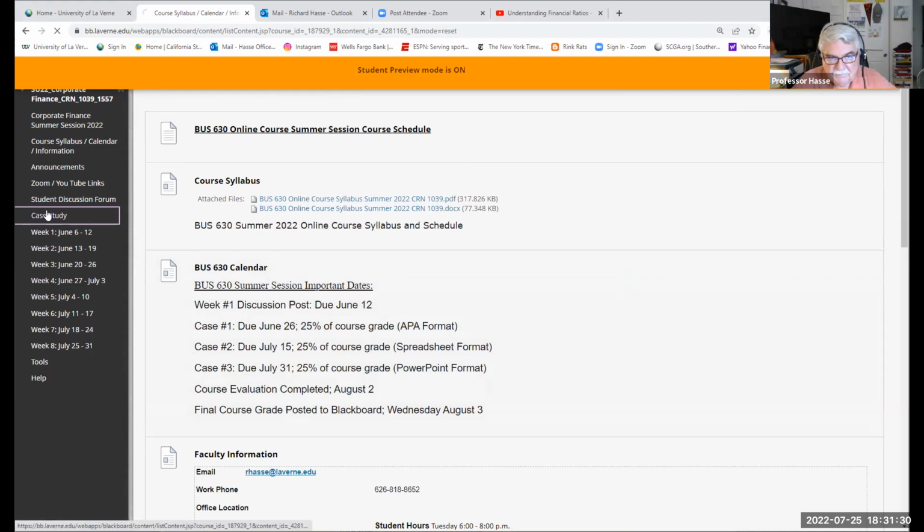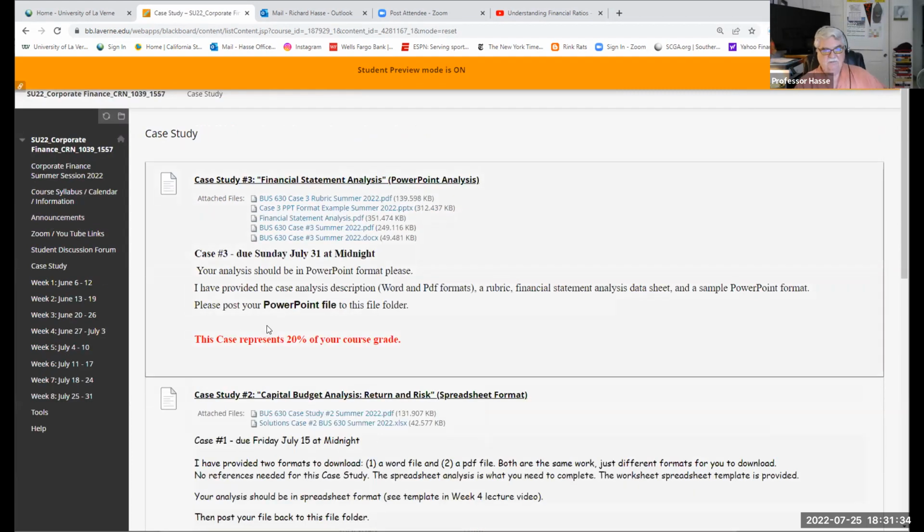If you go to your case study area, by the way, if any of you are looking for the solutions to case number two, they are posted in this file folder as well. But you'll find a variety of files: a rubric which shows how I'll be grading this case number three, and you should be familiar with the rubrics by now; a sample PowerPoint, because remember, this case is to be done in a PowerPoint format. You're not going to be giving a presentation, but you are going to be supplying the PowerPoint like you were giving a presentation. I'm just going to be going through the slides looking for your information, and we'll show that in the sample format that I've provided. There's that sheet we just saw about the variety of different financial statement ratios, and then the work for case number three, which is in both PDF and Word doc format.